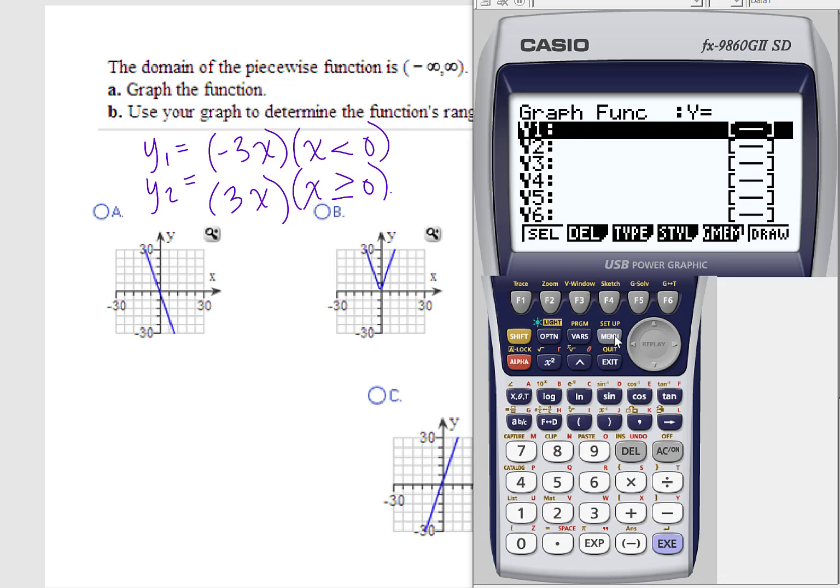Okay, so from the main menu, we pressed 5 to go into the graphing function. In my first row, I'm going to do open parentheses, negative 3x. So there I'm telling it what function to follow. And now in my second set of parentheses, I'm going to tell it what the criteria is. So when x is less than 0.